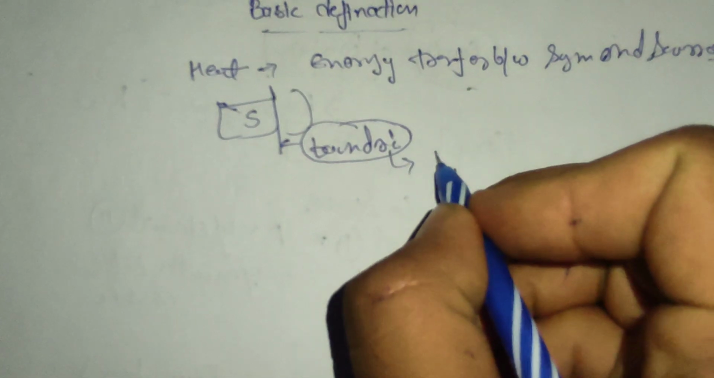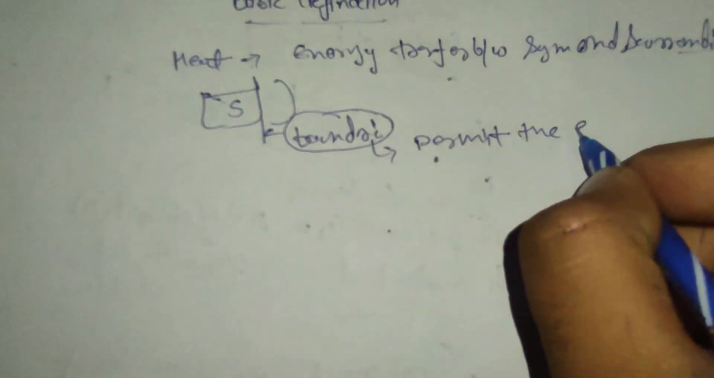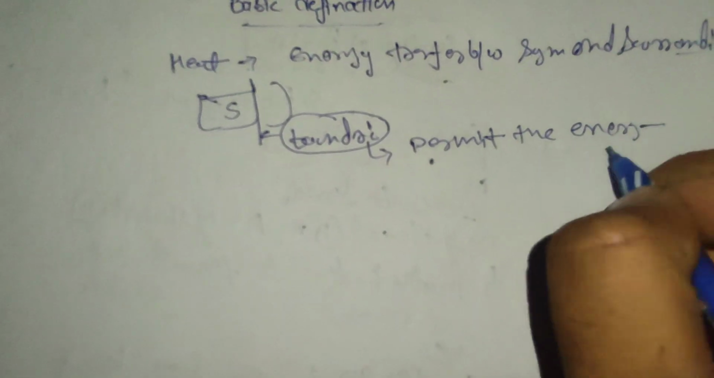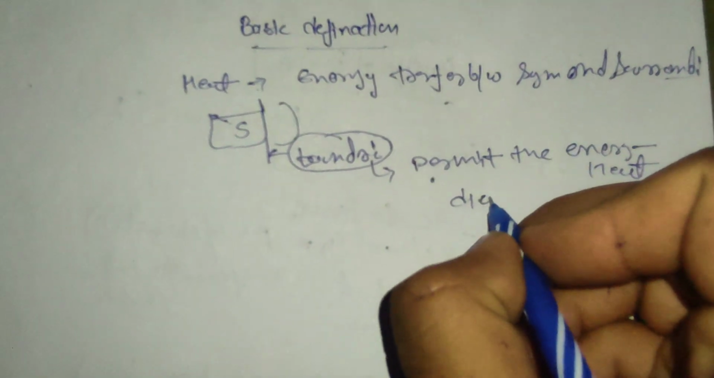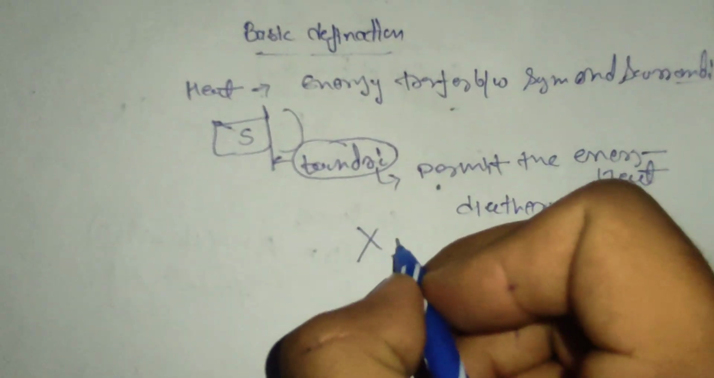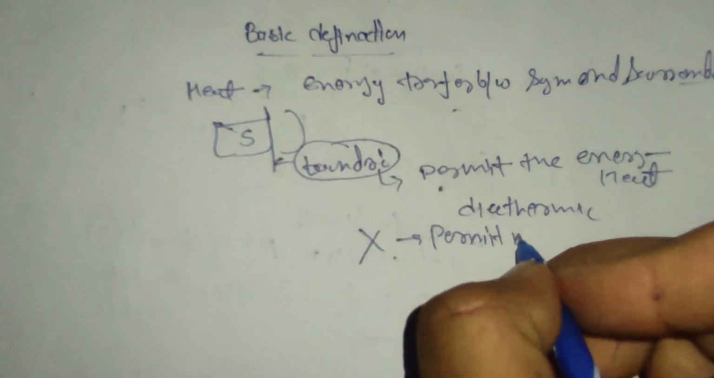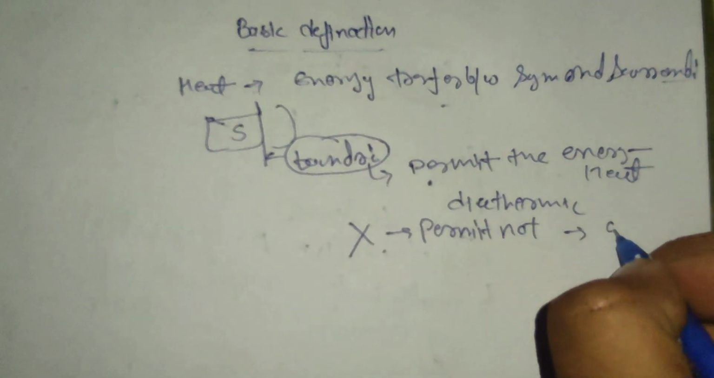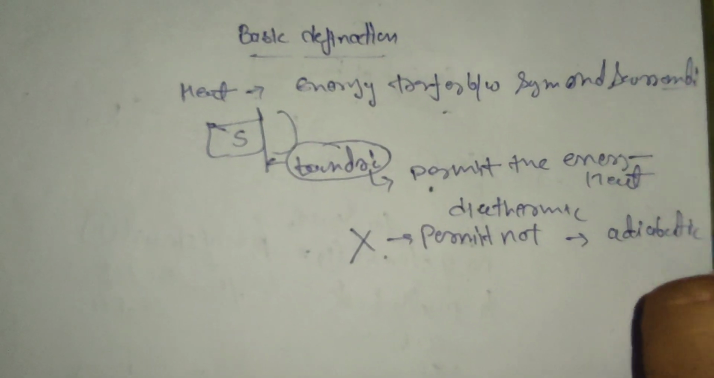And if the boundary permits the energy, basically the heat, it is diathermic. If it does not permit, it is adiabatic. Okay.